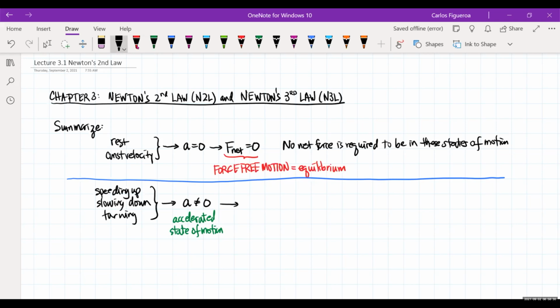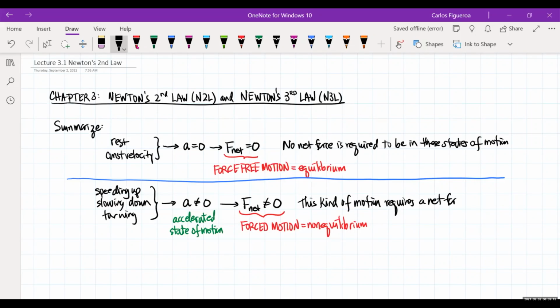What does it mean to be accelerated? Well, it means that the net force now is not 0. What does that tell me here? That you are in forced motion. What do we call forced motion? Not equilibrium, but non-equilibrium motion. So what this tells us is that this kind of motion requires a net force. Over here is what we call N1L. Right here, we call this N2L.